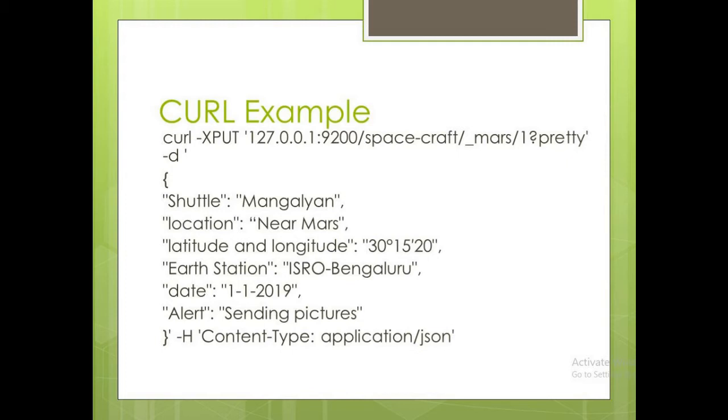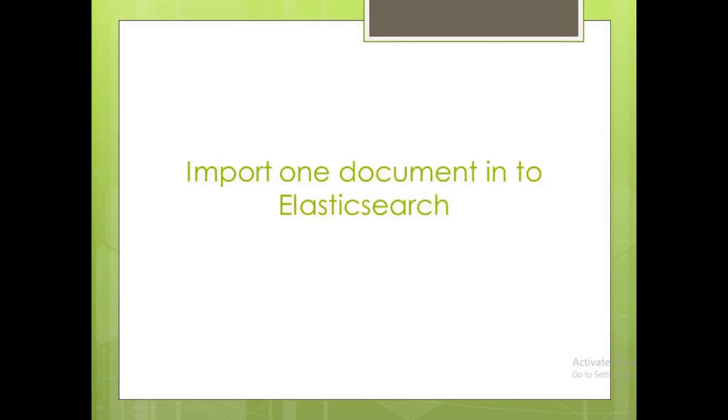Then we are including the following information in the message body. For example, the shuttle name, the location of the shuttle, latitude and longitude of the shuttle, which Earth station is receiving the signal from the shuttle, and the date and alert, what type of alert it is sending. We are inserting these values in JSON format. So that's what a real HTTP request looks like when you are dealing with Elasticsearch. Now we get into action and try to import one single document into Elasticsearch.